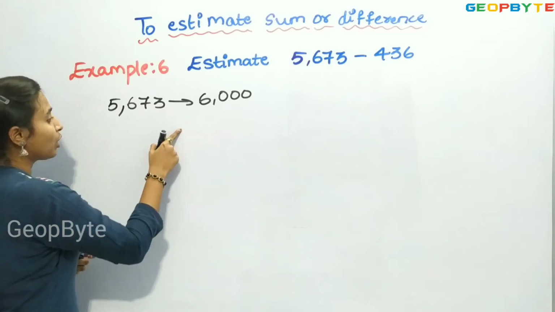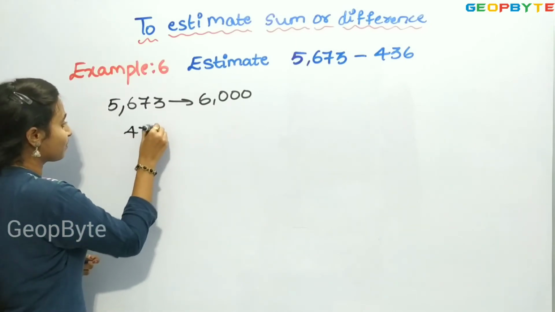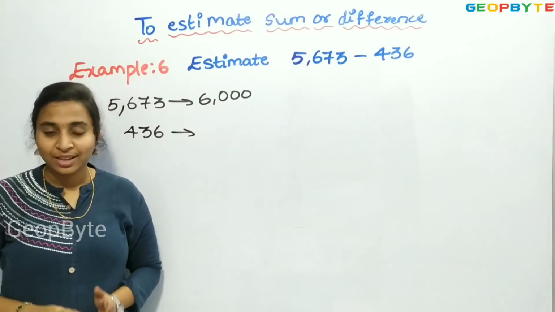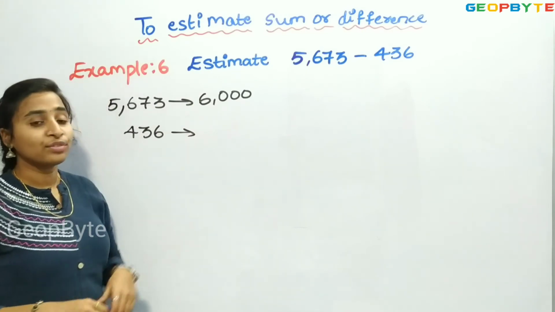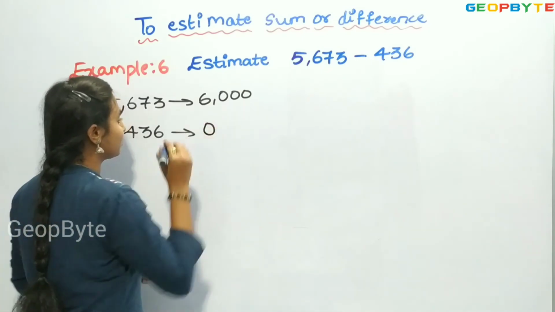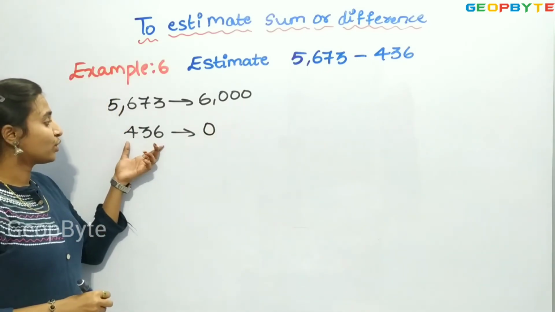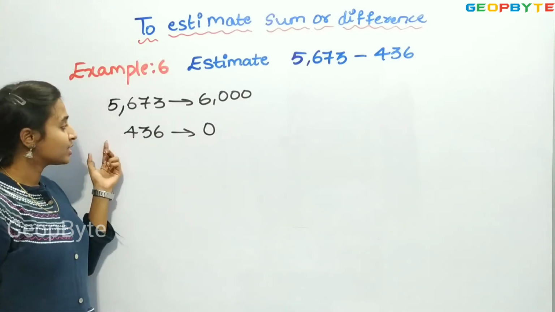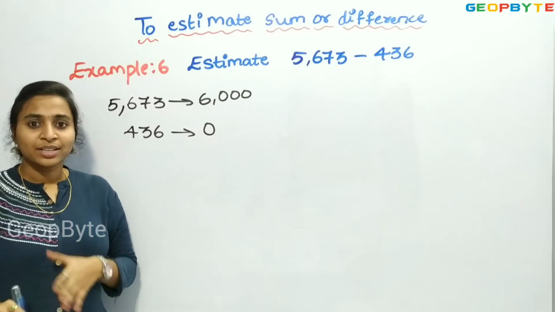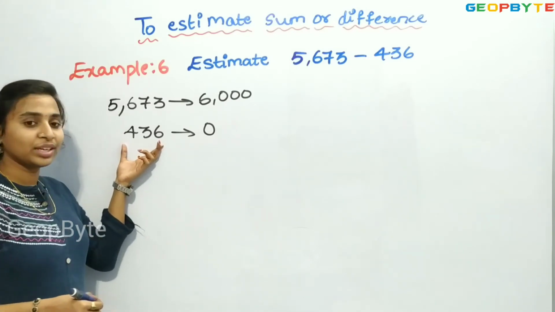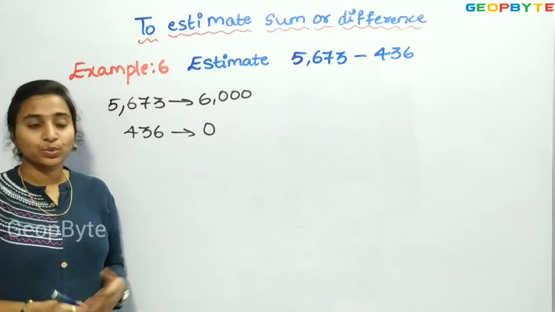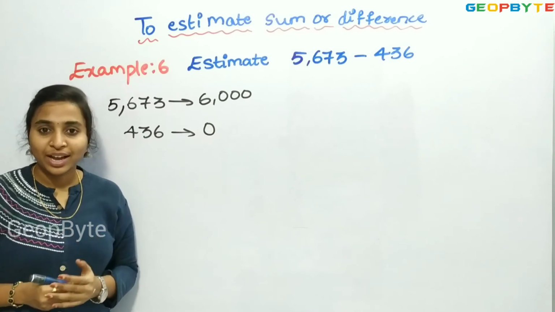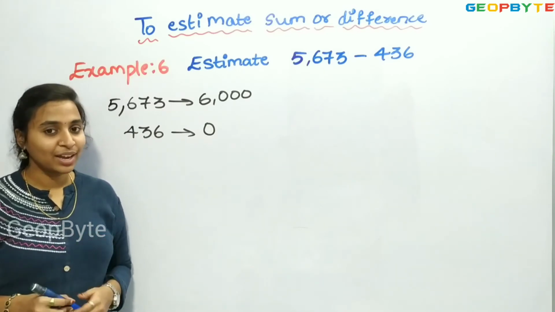Now, let us round off 436. See, as we are rounding off to the nearest thousands, right? Nearest thousands, 436 will be 0. See, 436 is below 500 and it lies between 0 and 1000. Right? 0 to 1000. So we will consider the previous one. That is, 436 is rounded off to 0 when we are rounding off to the nearest thousands.